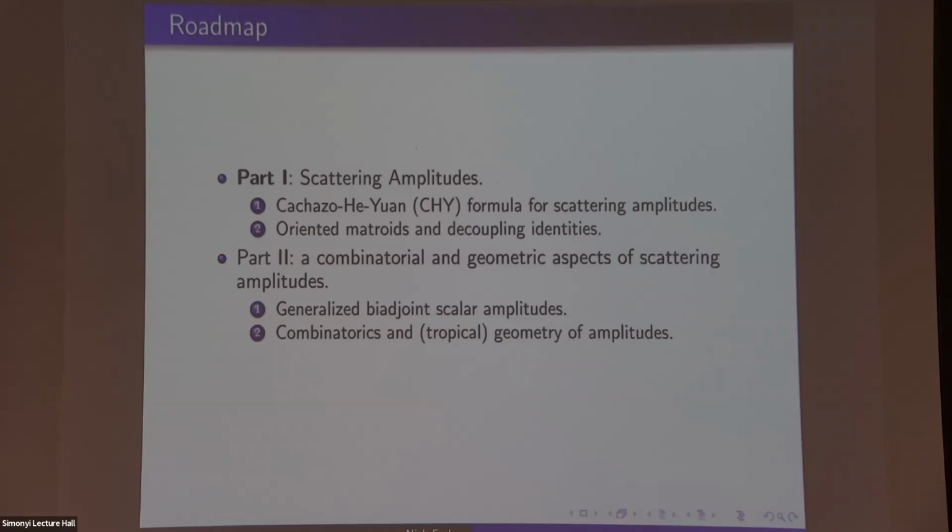And in the second part of the talk, we'll discuss a generalization called generalized biadjoint scalar amplitudes. Biadjoint is kind of a decoration you put on phi cubed. So you consider these generalized cubic scalar amplitudes, and then we'll look at the combinatorics and the tropical geometry of amplitudes, which allows you to understand their fine structure.